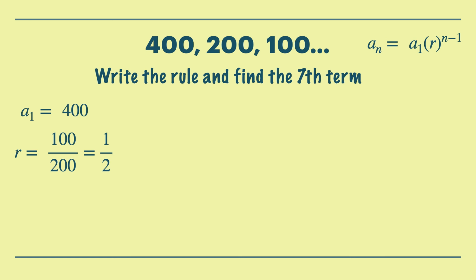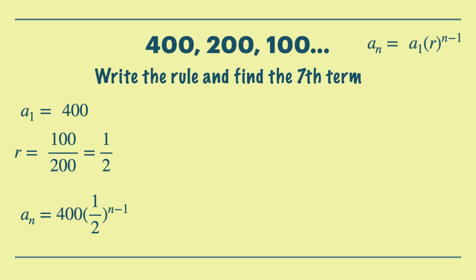Let's make sure it works. 400 times 1/2 is 200. 200 times 1/2 is 100. Okay, so it does work. I checked it out. And now I'm going to replace the first term, a sub 1, with 400 and r with 1/2. And this is what I'm going to get. Now, if I was doing real world, I would go ahead and turn the 1/2 into a decimal. But I'm just going to leave it that way for now.